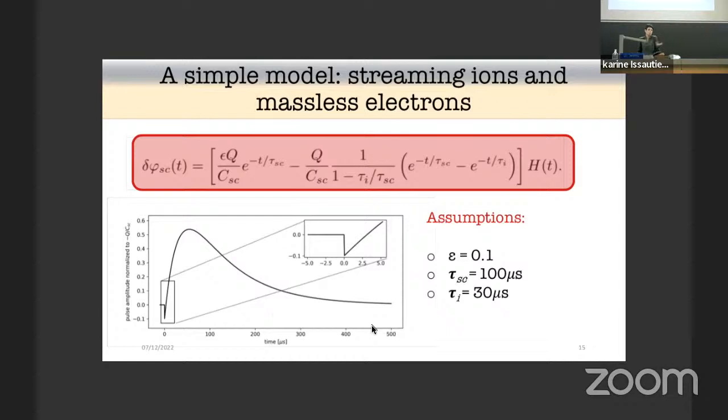that really looks like what we could see in the data. And this zoomed part is interesting to explain, because this really steep part is due to the fact that we neglect the time scale for the electrons.